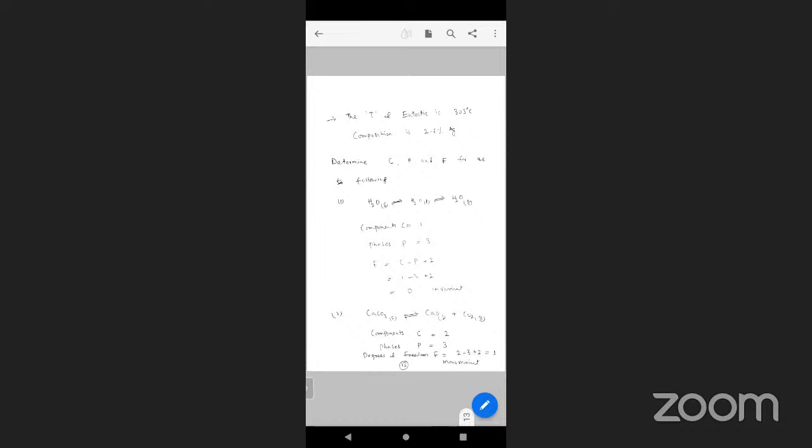Components are 2. Calcium carbonate contains calcium oxide, which is in solid state, we consider it as a 2 component.